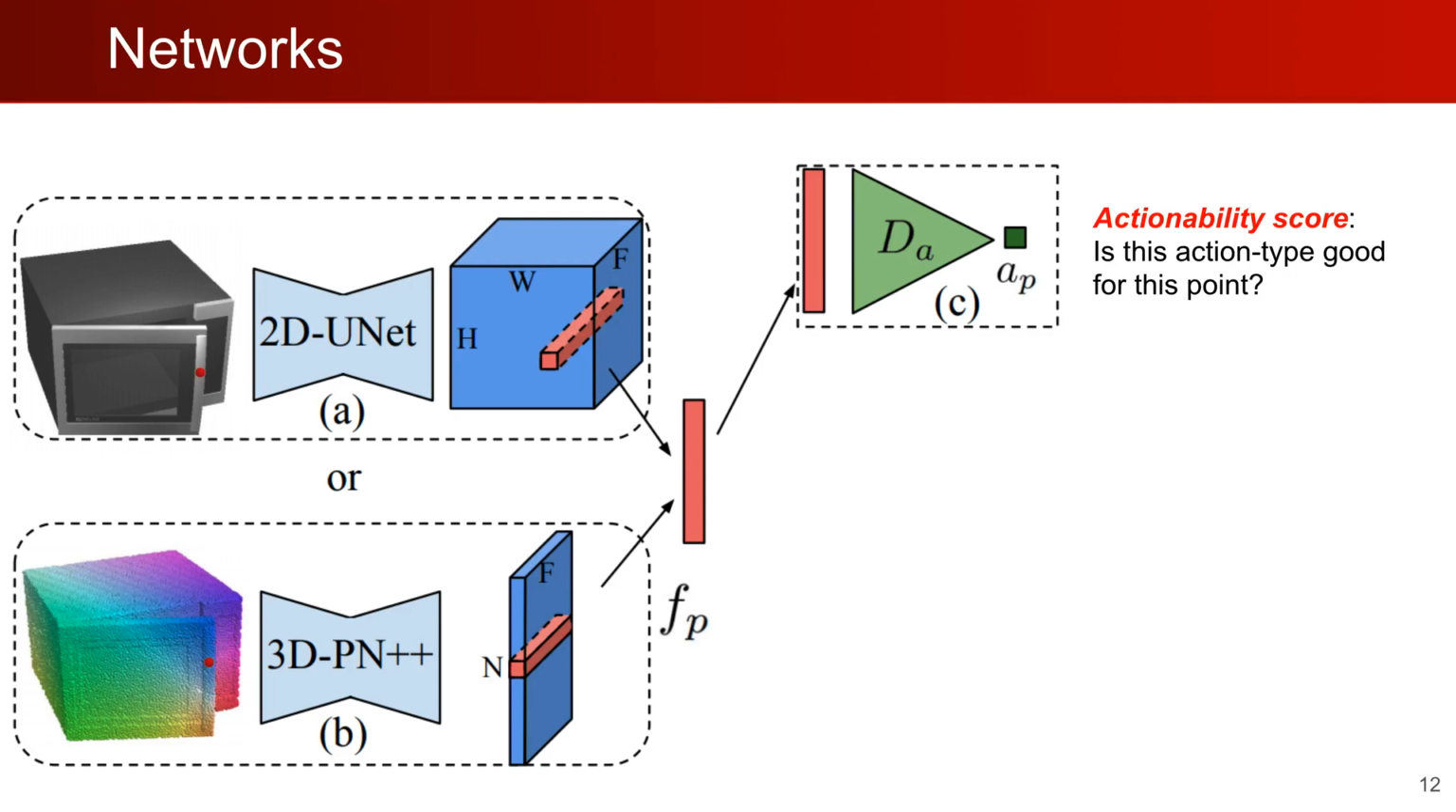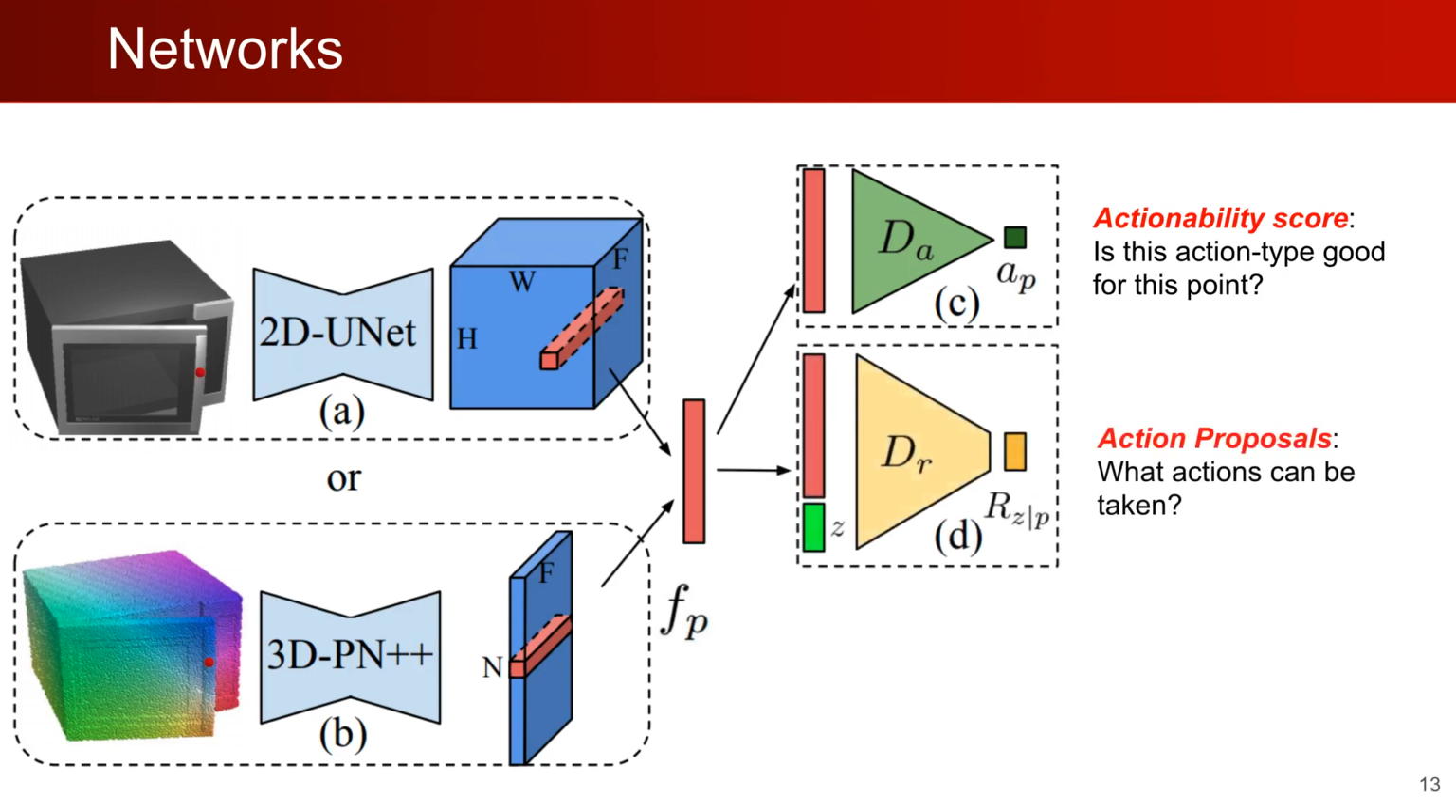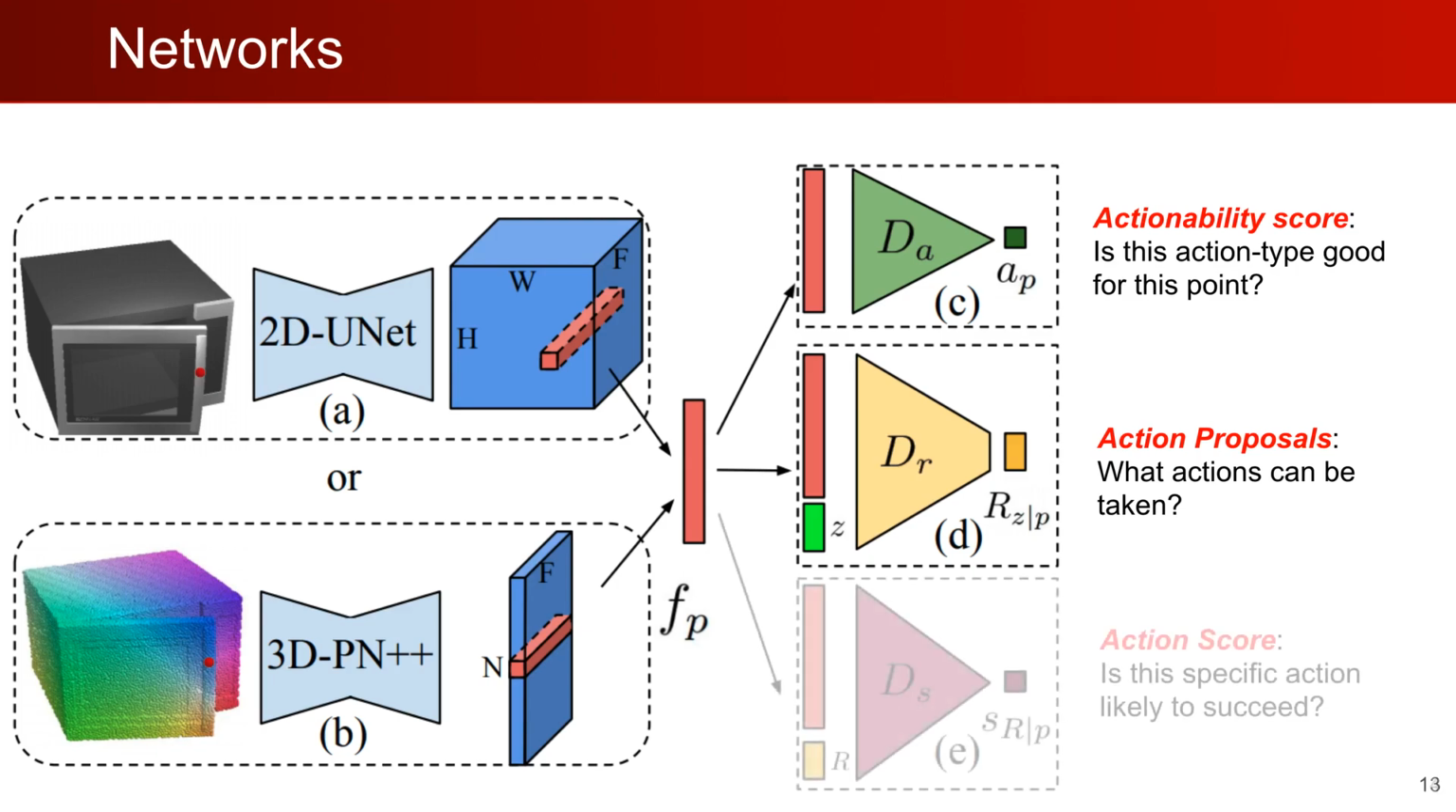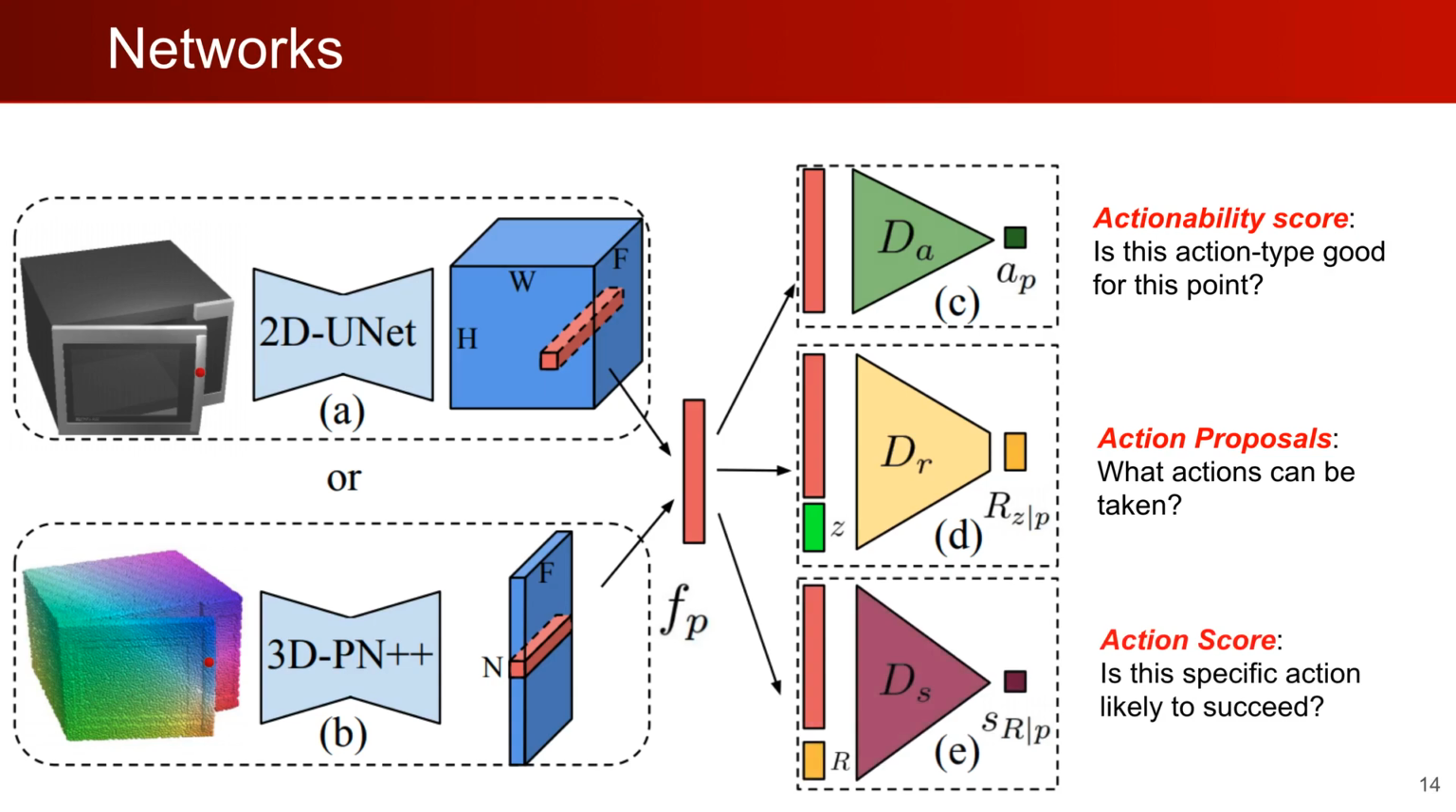Next, a second decoder, formulated as a conditional generative model, proposes diverse gripper action directions for the how question. What actions can be taken? Finally, we train an action scoring module, which is also modeled as an MLP, to rate each action proposal with a score between 0 and 1.